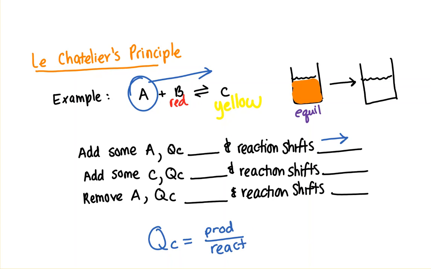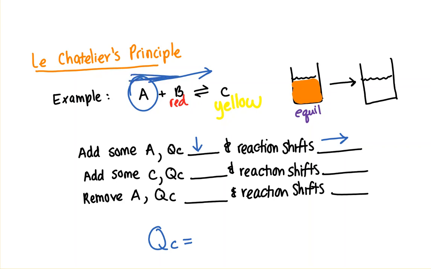And so when I add A, it's a reactant, it's going to make QC get too small. So if I increase this part, it's going to make QC get too small. And so it'll react to make more product, which will help the QC get larger. So remember, QC is our way to decide how far or which direction we have to go to get to equilibrium. So if we add A, QC decreases because A is on the bottom, and so the equilibrium will shift to the right.